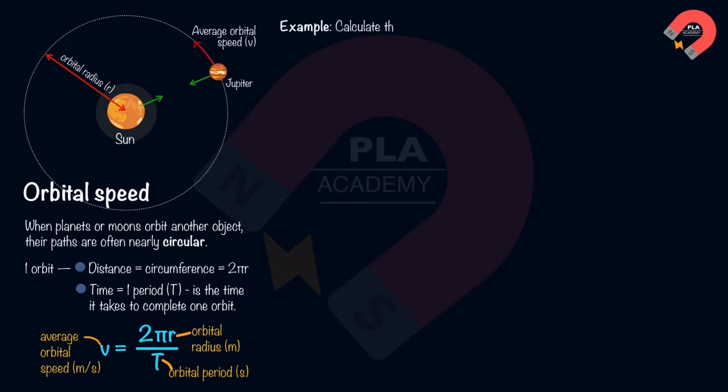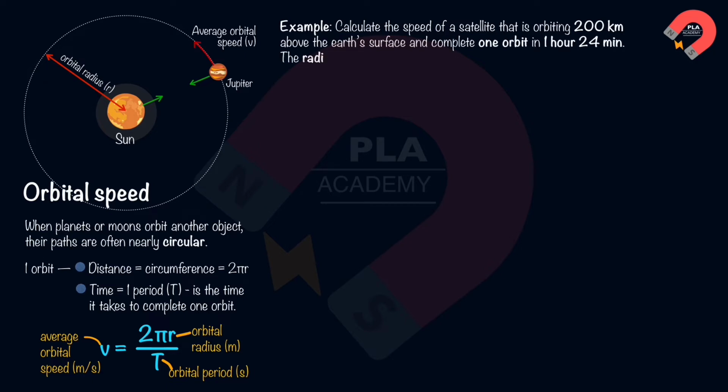For example, calculate the speed of a satellite that is orbiting 200 kilometers above the Earth's surface and completes one orbit in 1 hour 24 minutes. The radius of the Earth is 6,400 kilometers. The radius of the orbit is measured from the center of the Earth, so it is the radius of the Earth plus the height of the orbit above the Earth's surface.